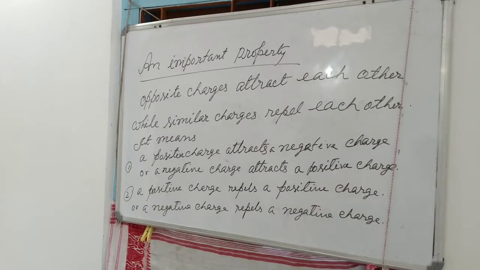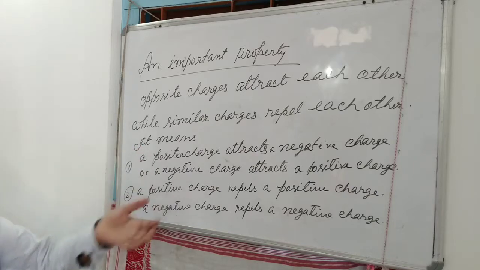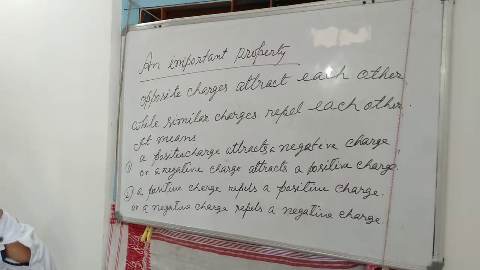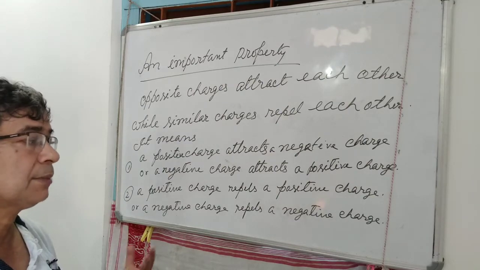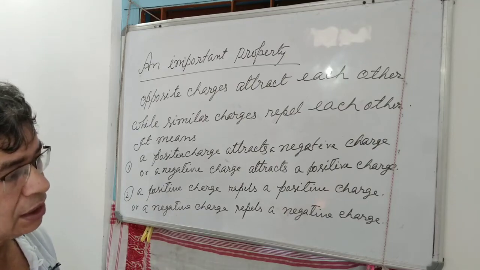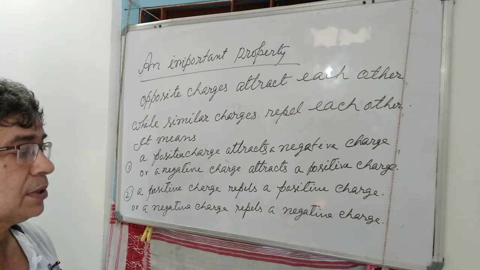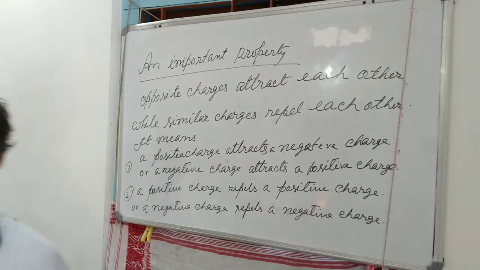There is an interesting property of charges: opposite charges attract each other while similar charges repel each other. It means a positively charged particle attracts a negatively charged particle. Similarly, a negative charge attracts a positive charge. But when the charged particles are of the same nature, there will be repulsion. A positive charge repels a positive charge, or a negative charge repels a negative charge. Thus, opposite charges attract each other, and similar charges repel each other.